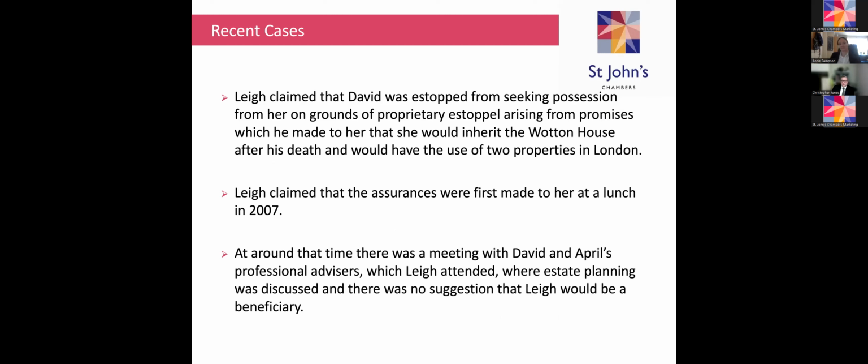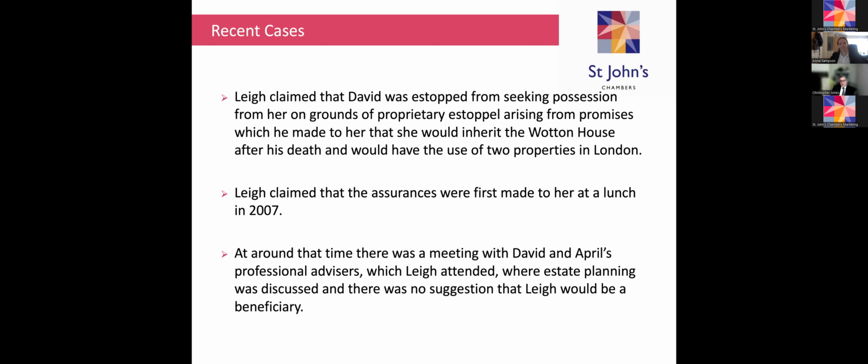She claimed that the assurances were first made to her during a lunch in London in 2007 and then repeated subsequently at other meetings. Now, it's right that they were very close, they were very good friends, and it seems to be the case on the evidence that she was effectively treated as a daughter to them.